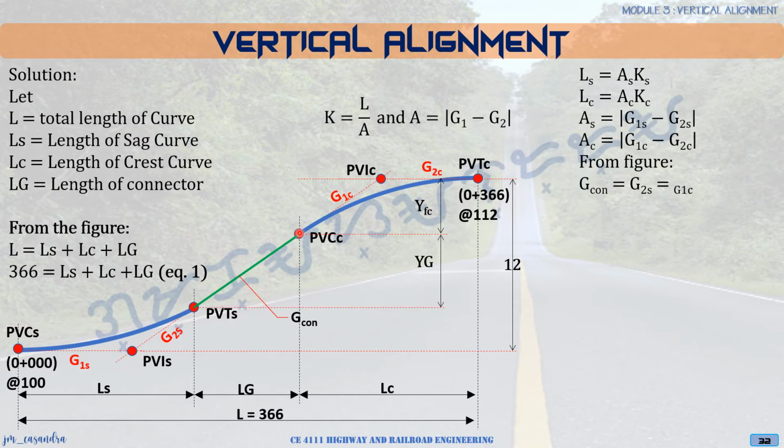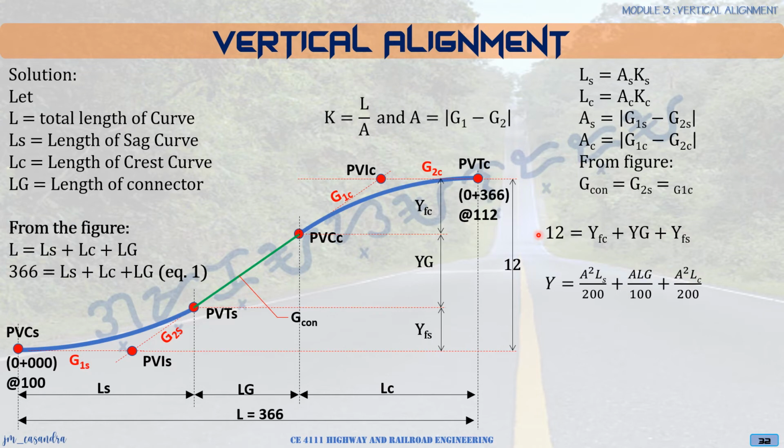And we'll have the height of the connecting grade as YG, and the height of the sag curve as YS. Okay, so from here, we could also say that the summation of the heights of the crest, grade, and the sag is equal to 12 meters.